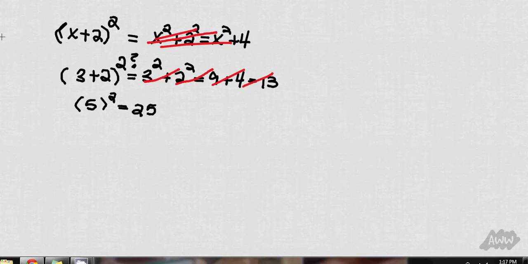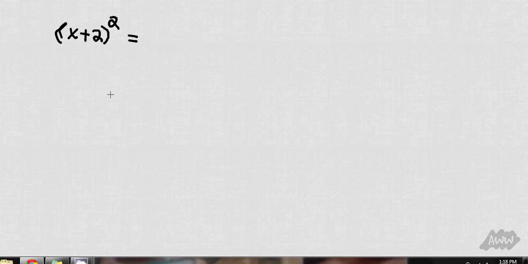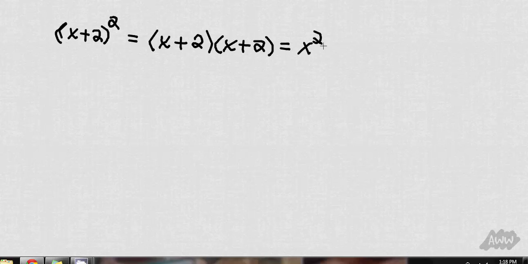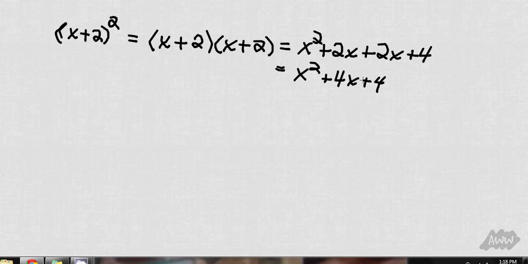So what is the correct way to evaluate this expression? If I have (x + 2) quantity squared, and I need to expand this, then the way I must approach this is by FOILing. So (x + 2) squared means (x + 2) times (x + 2), and then from there I would FOIL. So x squared plus 2x plus 2x plus 4, or if I combine terms, x squared plus 4x plus 4. This would be the correct expansion of my expression.